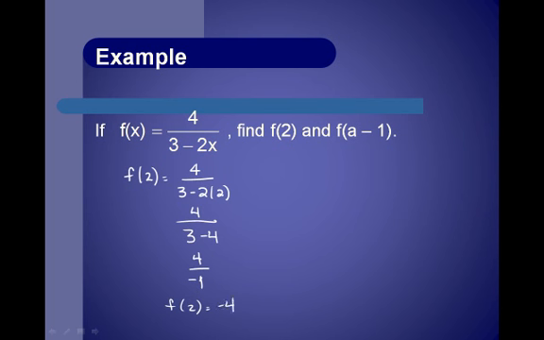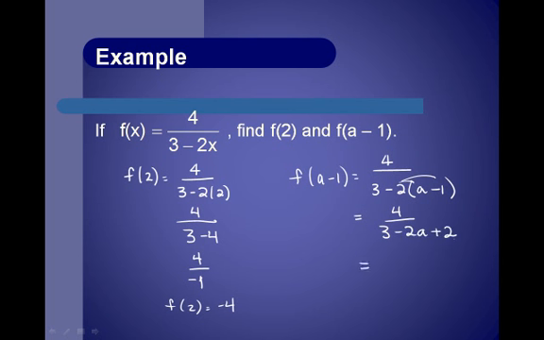f of a minus 1 means go into your f function. Everywhere you had an x, plug in a minus 1. So we get 4 over 3 minus 2 times a minus 1. Now to simplify the denominator here, we're going to distribute the negative 2. So we get 3 minus 2a plus 2. Combining like terms, we get 5 minus 2a in the denominator. So f of a minus 1 is 4 over 5 minus 2a.